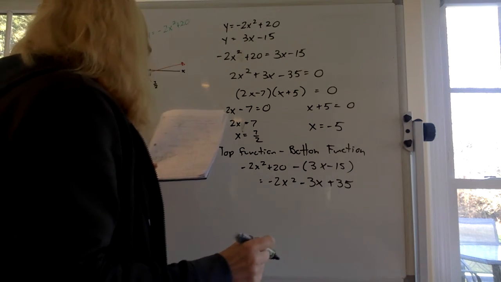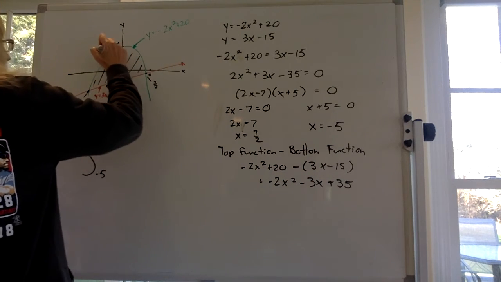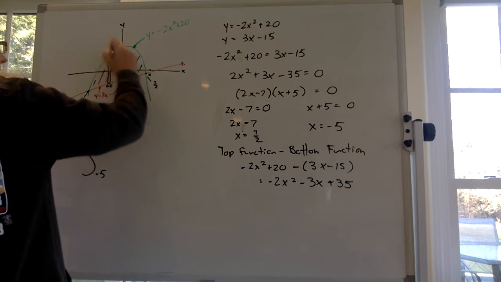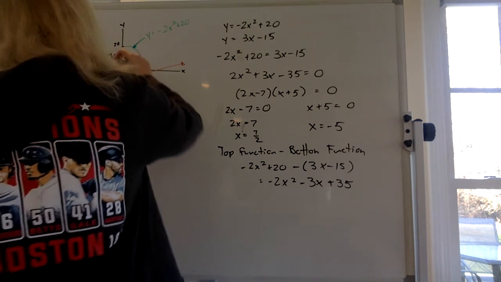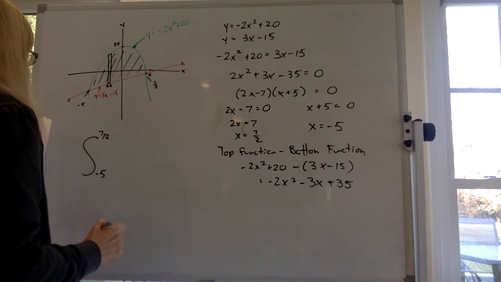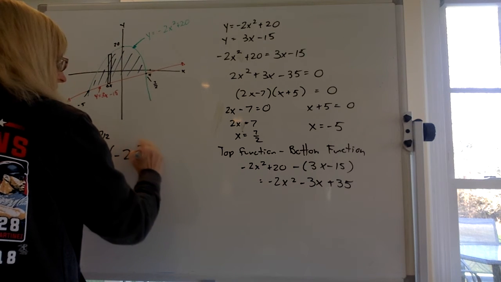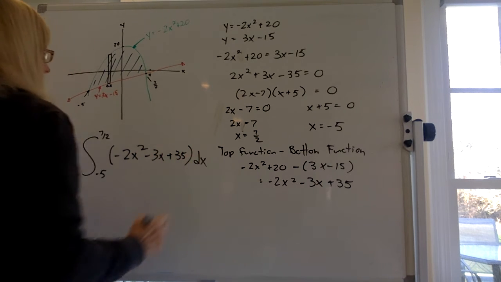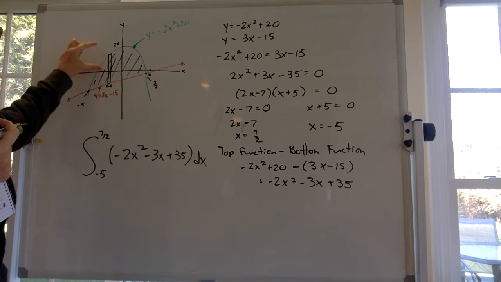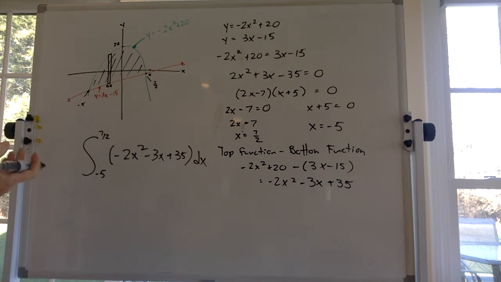So basically, what is this? This is the height in terms of x of any particular one of these little rectangles that make up the area. That's the height at any particular x. So that's what you have to integrate. You integrate minus 2x squared minus 3x plus 35 dx, because that's the height, and times the width is your dx. Okay, so now we're just doing an integration problem, right?